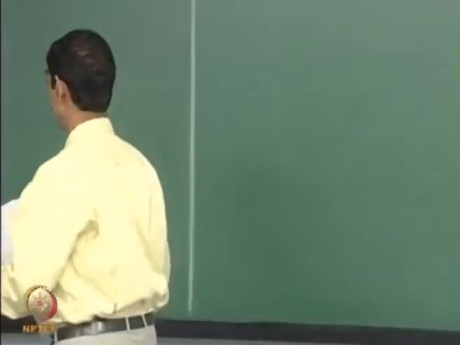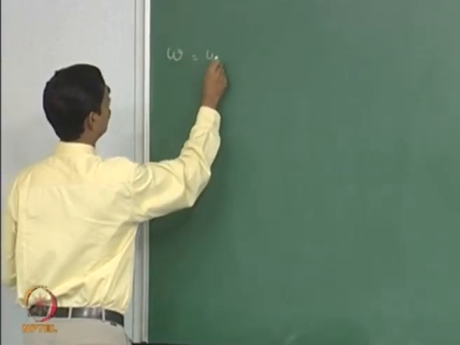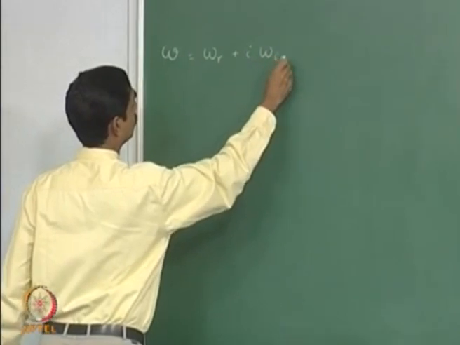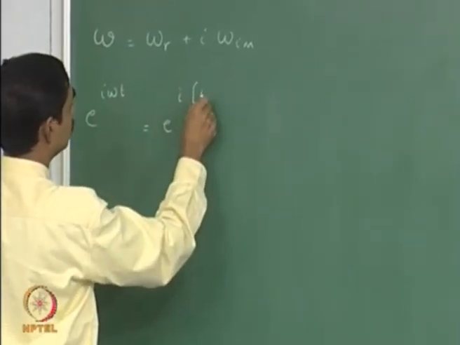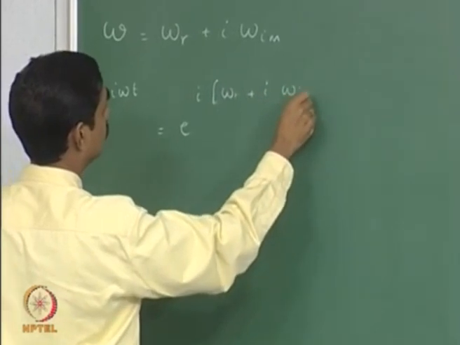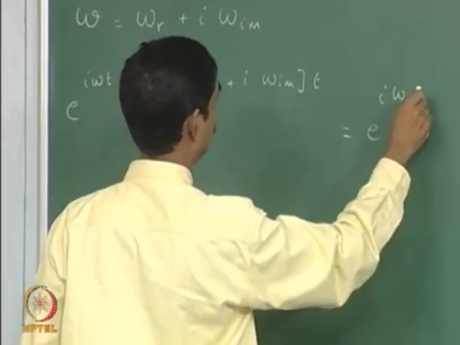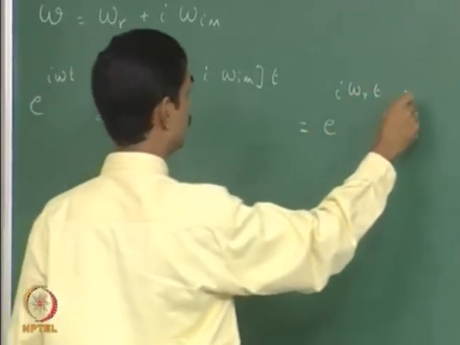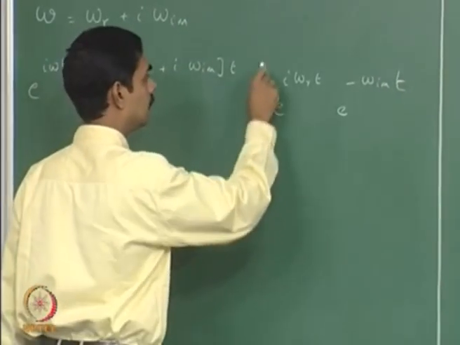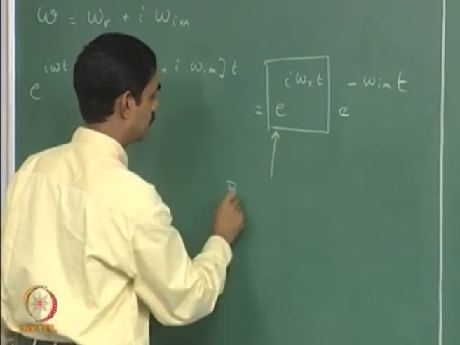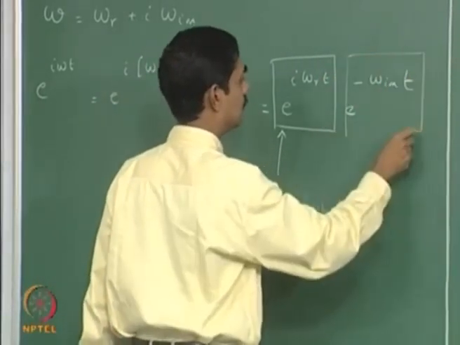Let's look at this carefully before proceeding further. Let's think of omega as omega real plus i times omega imaginary, and let us look at e to the power i omega t, which is e to the power i times (omega real plus i times omega imaginary) times t. If you multiply out, we get e to the power i omega real t times e to the power i times i, which is minus 1, so e to the power minus omega imaginary t. So this is the periodic part, and this is the exponential growth or decay.